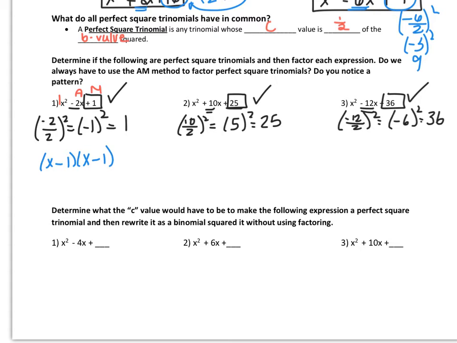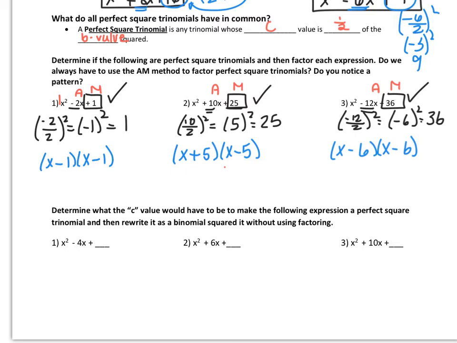And the second problem, same thing. We're going to factor it using add multiply. So what numbers multiply to 25 that add to 10? And you should be saying 5 and 5. And then the last one, again, we want to add to negative 12 and multiply to 36. So that is x minus 6 and x minus 6.